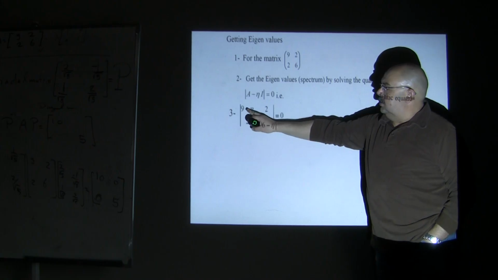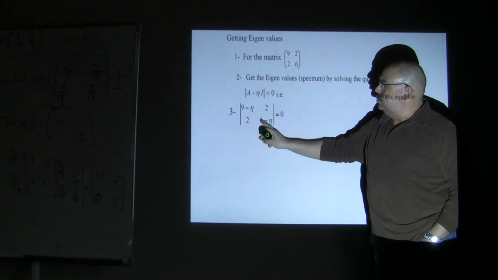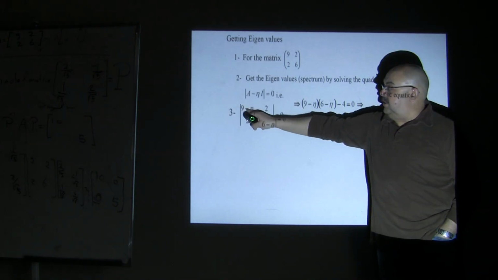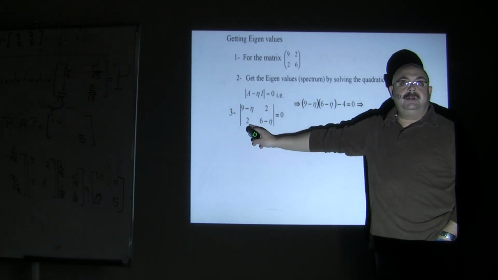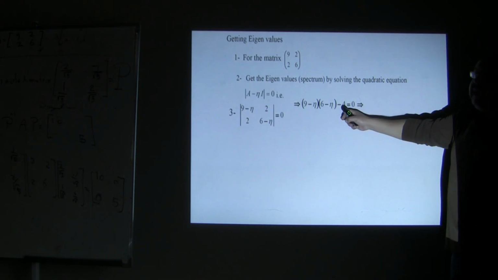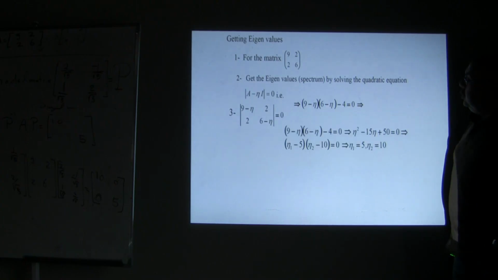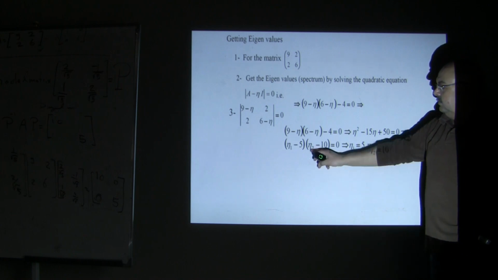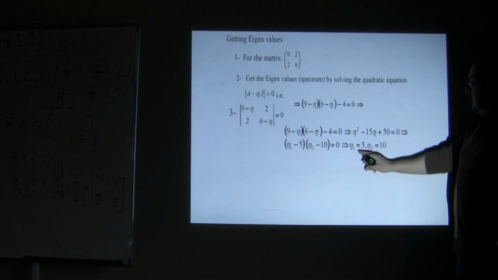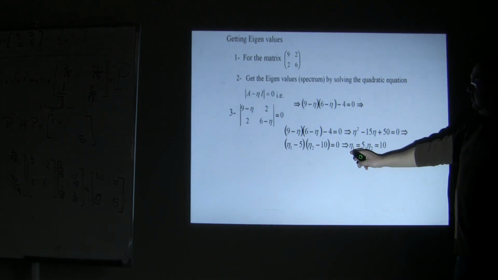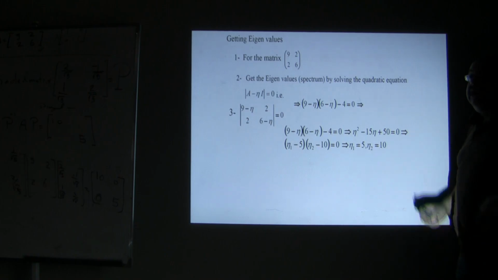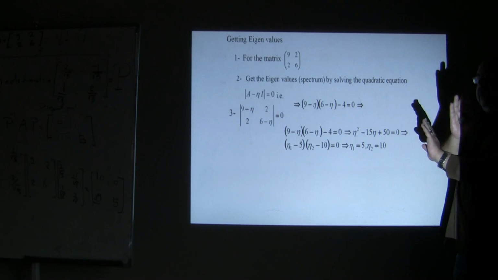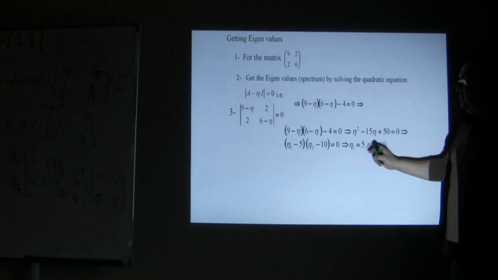Here we go. 9 minus lambda, 2, 2, 6 minus lambda. I will expand it, which means I will multiply the elements of the principal diagonal minus the elements of the secondary diagonal. That's the equation that I'm going to solve. I'm going to simplify it and end up with lambda 1 equal to 5, lambda 2 equal to 10. So this is 5 and that's 10.